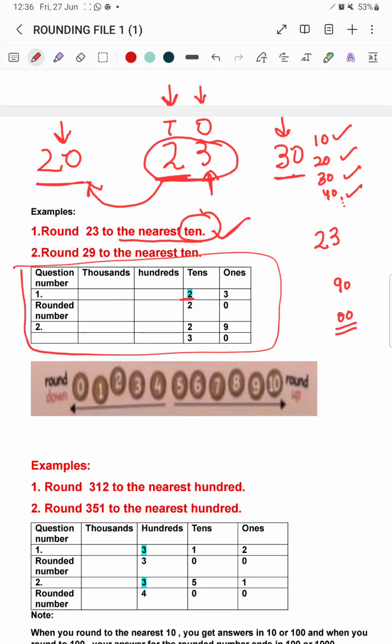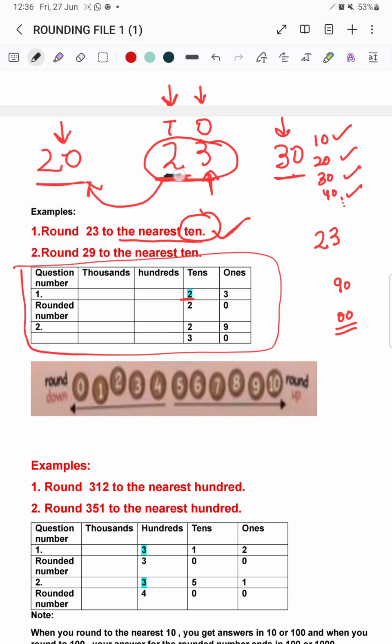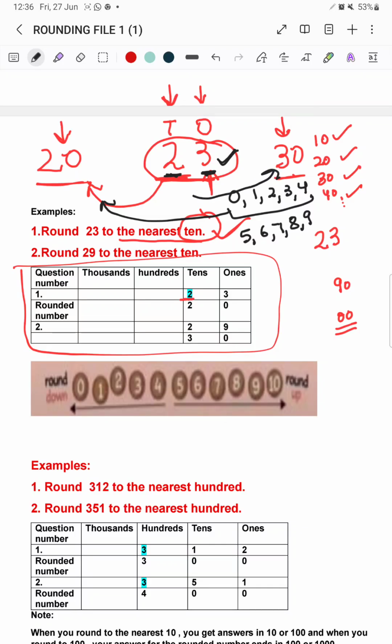But another way is that whichever digit you have to round, like I am rounding to the tens, so I will mark that tens place, and then I will look at the immediate next digit. If this digit is 0, 1, 2, 3 or 4, 0 to 4, I will round it to the left side tens place number. And if the digit is 5 or higher, so 5, 6, 7, 8, 9, then it will round to the higher tens digit, which is 30 in this case.